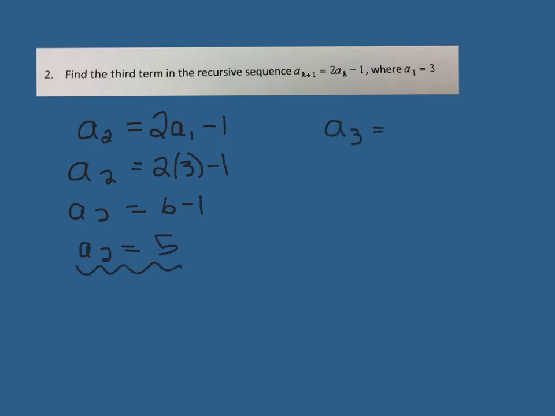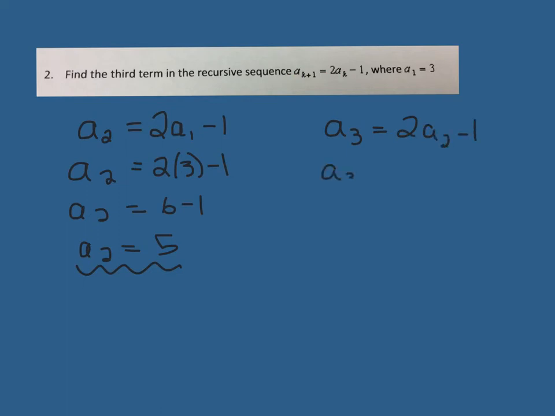So let's do the same thing. Since this says a sub k plus 1, if I want this subscript to be a 3, then k has to be 2, because 2 plus 1 gives you 3. So if I replace this k with a 2, I have to replace this k with a 2. So this will say 2 times a sub 2 minus 1.